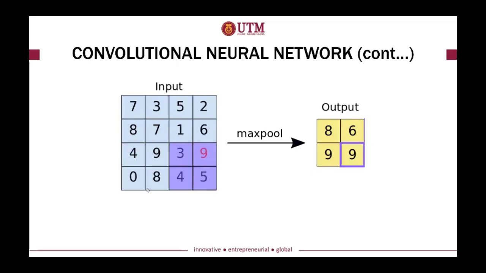Okay, I will just show you some animation. Again, this is a maximum pooling operation with a 2x2 filter, and the stride size is equal to 2.